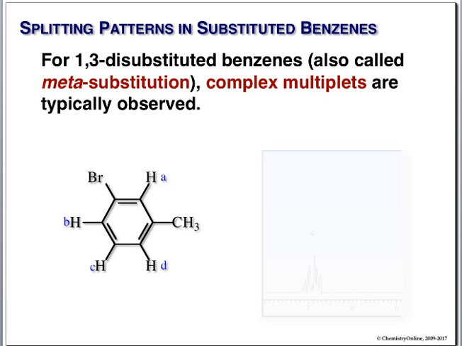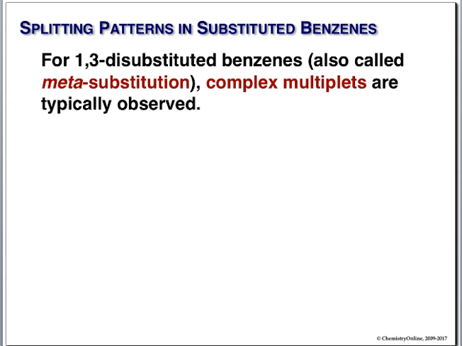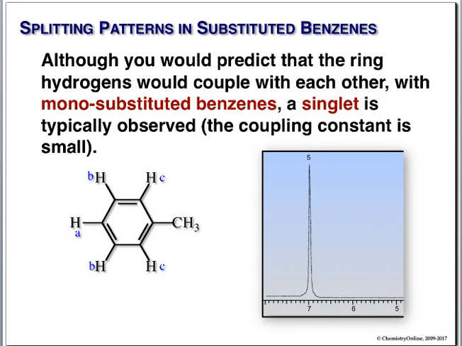Here we have 1,3 disubstituted. Yeah? Did those hydrogens kind of cancel each other out then? They don't cancel, but the chemical shifts are close enough that it just kind of blurs into one big peak. We'll see an example in a little bit where it doesn't, but it just kind of blurs at normal resolution.